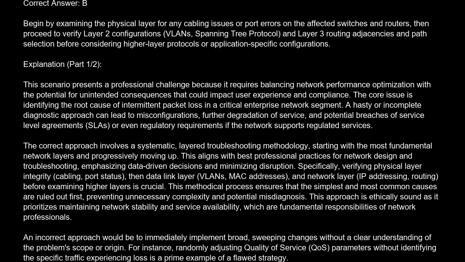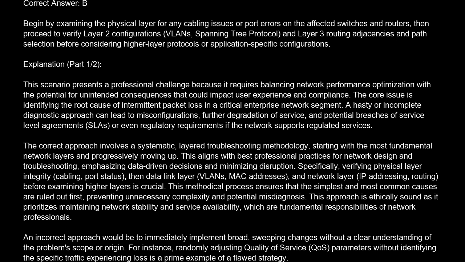The correct answer is B. Begin by examining the physical layer for any cabling issues or port errors on the affected switches and routers. Then proceed to verify Layer 2 configurations, VLAN, spanning tree protocol, and Layer 3 routing adjacencies and path selection before considering higher layer protocols or application-specific configurations.